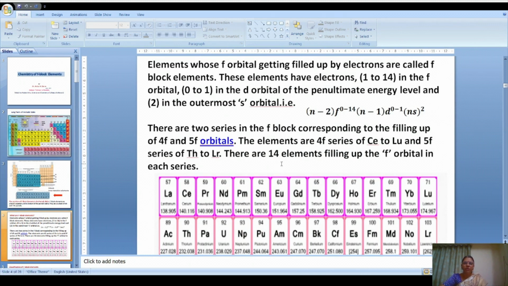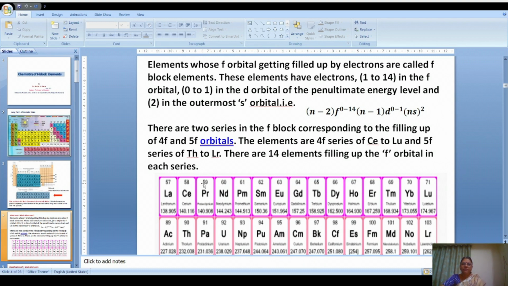There are 2 series of the f block elements, elements whose f orbital is getting filled by electrons, they are called f block elements. F block elements have electrons 1 to 14 in the f orbital. D orbital is the penultimate shell and s orbital is the outermost shell. So generally the electronic configuration is (n-2)f 0 to 14, (n-1)d 0 to 1, ns2. There are 2 series in the f block elements corresponding to the filling of 4f and 5f orbitals.